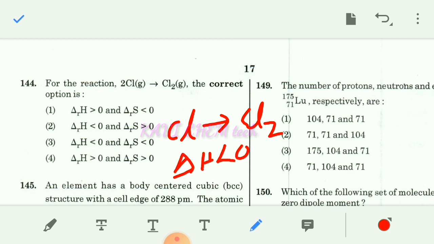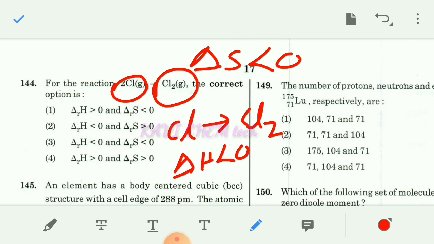And moreover, in this reaction, 2 chlorine atoms changed to a single chlorine molecule. So the number of entities is reduced. When the number of entities reduces, del S, the entropy value, reduces. So del S will be less than 0. So del S less than 0, del H less than 0. So option 3 is the correct answer.